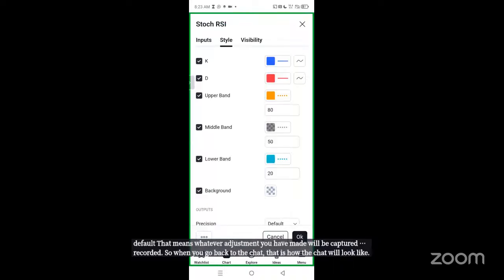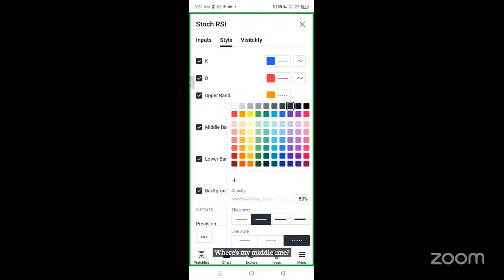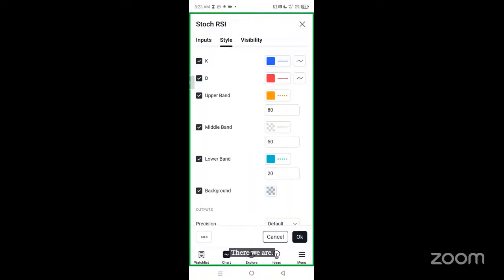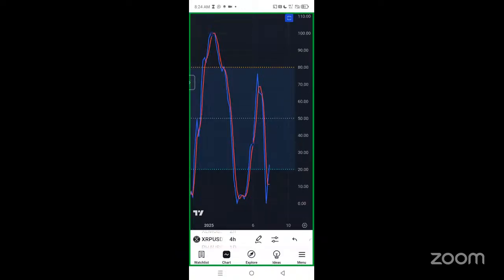Where's my middle line? Okay, let me make it white. There we are. Okay, so that's how it will appear.